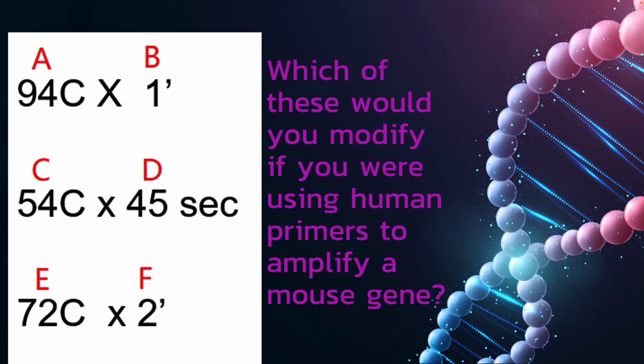So if we go back and look at our standard PCR, our standard formula here, what do we modify in order to perhaps use human primers to amplify a mouse gene? I'll give you a couple seconds to think about it. Remember when we talked about cDNA libraries and we talked about probing a cDNA library and changing the stringency?